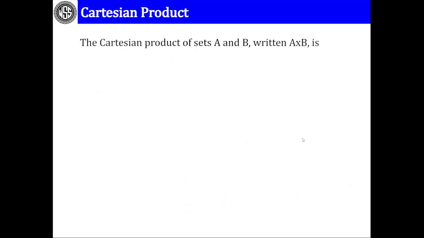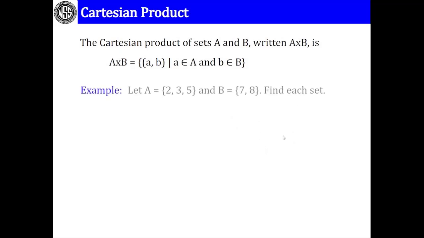The Cartesian product of sets A and B, written A times B, is equal to the set of (a, b) such that a is an element of A and b is an element of B. So example, let A be equal to the set of 2, 3, and 5, and B be equal to the set of 7 and 8. So we have to find each set.